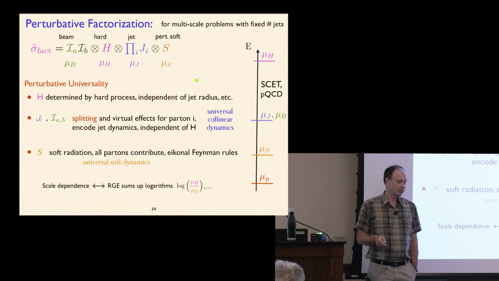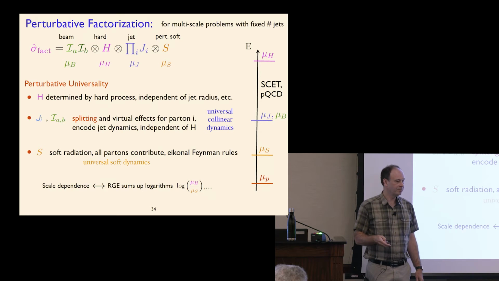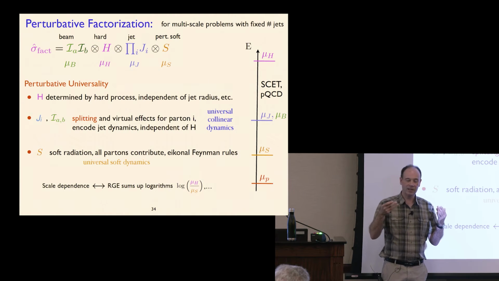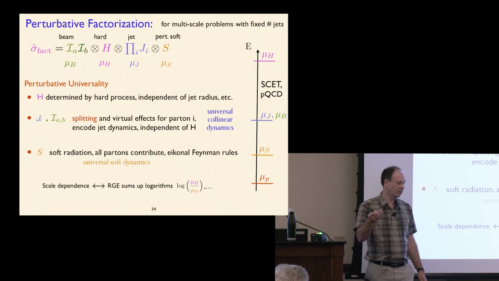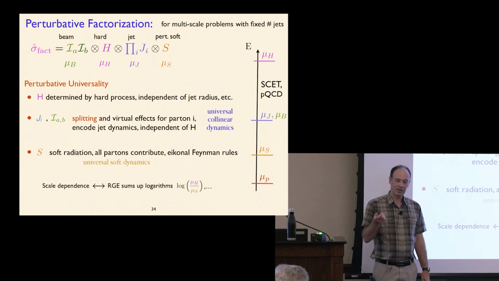So in this picture here, I have kind of a hard function. That's the short distance collision. There's the evolution of the collinear objects, which I had this green initial state object and these blue final state objects. And so it organizes the physics of the collinear splitting and virtual effects, which are universal from the hard collision. Then it organizes the soft physics, which is eikonal typically, and gives some universal functions. And allows you to sum logs.